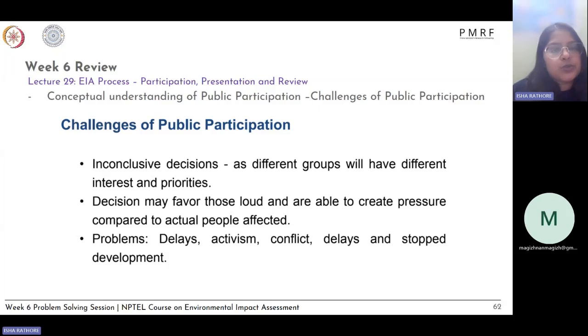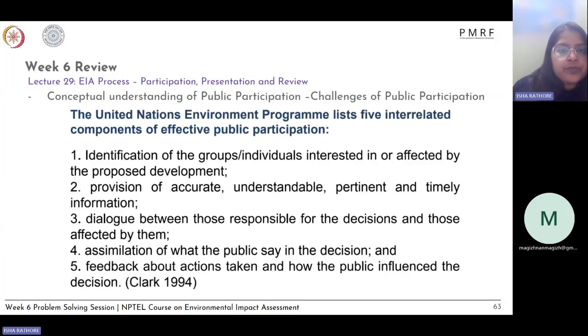So obviously in a group you have people who are loud and more vocal about development activities which are affecting them. So these might get more registered compared to the actual people who are being affected and who are not as loud as the one person who is more loud. And it also includes problems like delays, activism, conflict, unstopped development. So these are certain challenges to public participation.